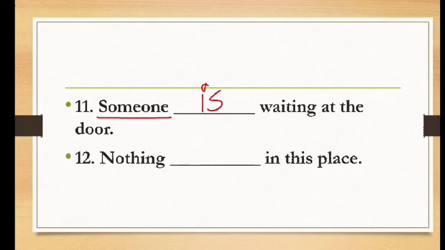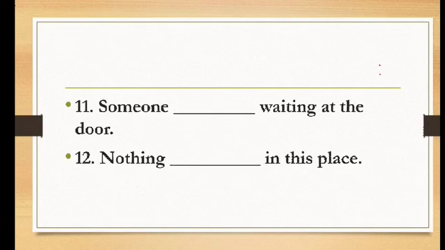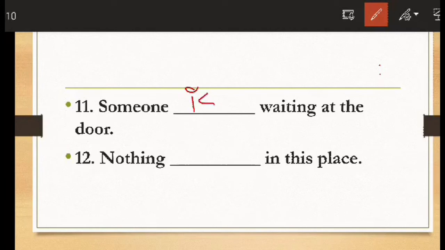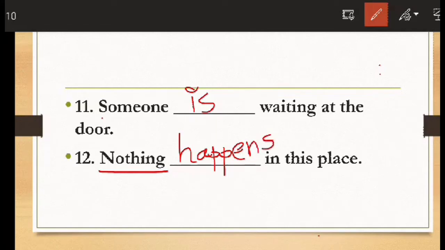You see the next one, nothing. Nothing is singular, right? So nothing happens in this place, and someone is waiting at the door. Nothing and someone work like every and each. So if you see every, each, any, everyone, someone, anything, nothing, it always takes a singular verb. Please remember this.